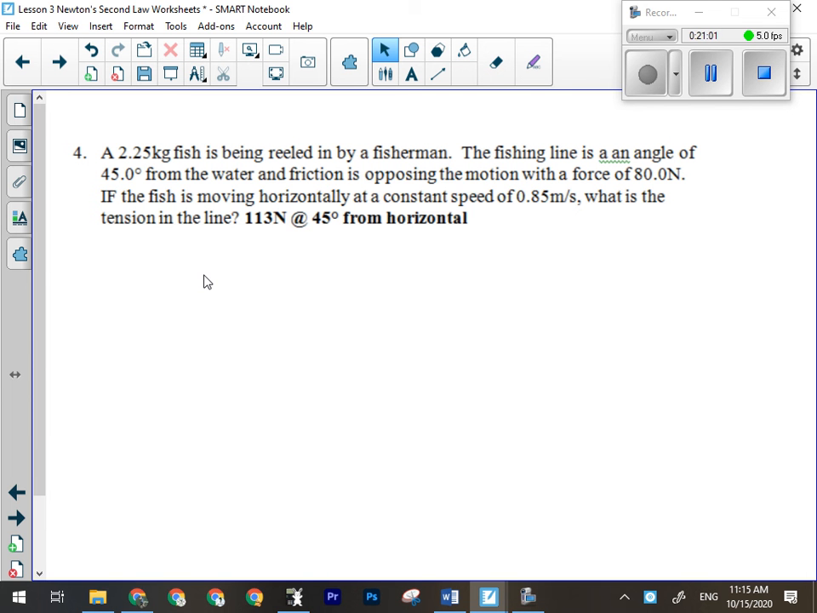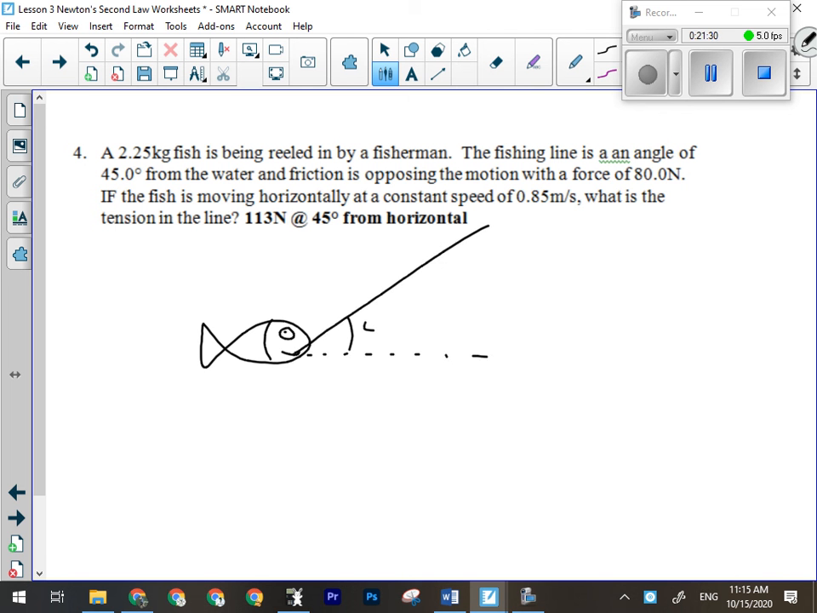Oh yeah, the fish one. We have this fish that's being reeled in by a fisherman. The fishing line is at an angle of 45 degrees from the water. Friction is opposing with 800 newtons if the fish is moving horizontally.